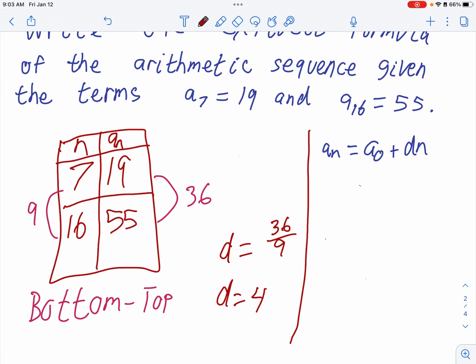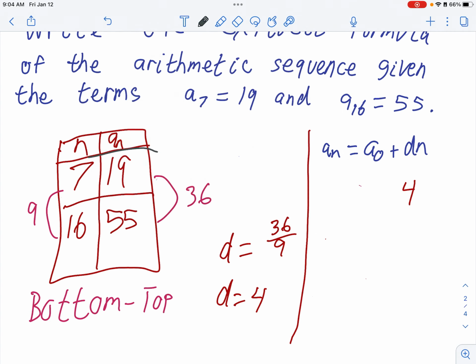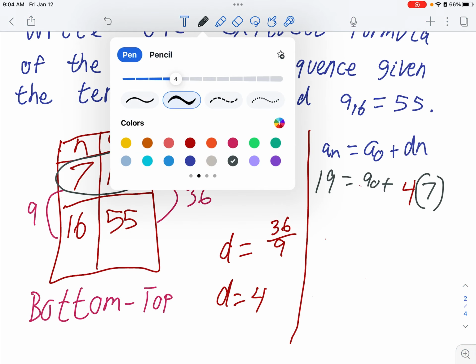Now we need to use that value and replace it with d, because we know that the common difference is now 4. The next thing we need to do is take one of these terms, which kind of mirrors a point, but it's also a term, and we're going to substitute it into the explicit formula. For example, with the number term 7, the a sub n value is 19. We're going to use that to find the a sub 0.